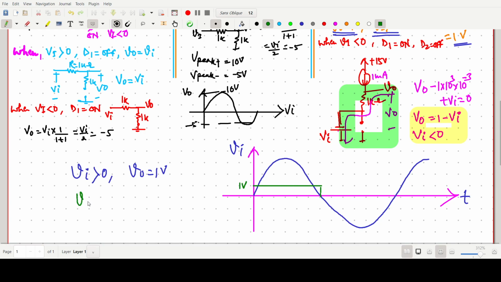The output, when Vi is less than 0, V naught will be 1 minus Vi. So when Vi is 0, it should be 1 volt. Now when Vi is at its maximum, it should be 1 minus Vi, so it will follow the curve. And when Vi equals 10, it should be minus 9. So it will go like this.